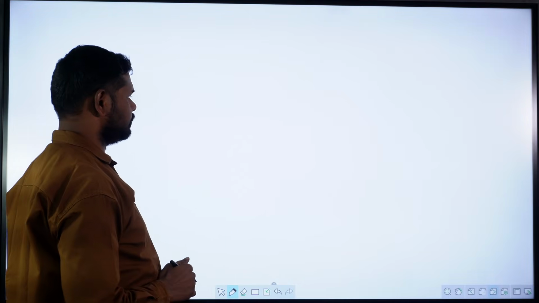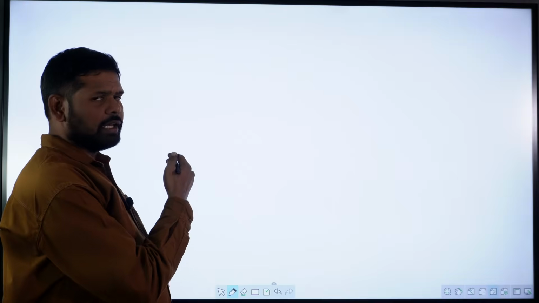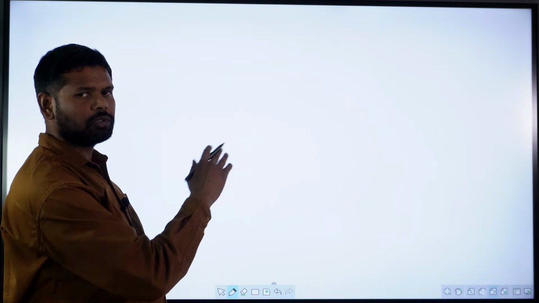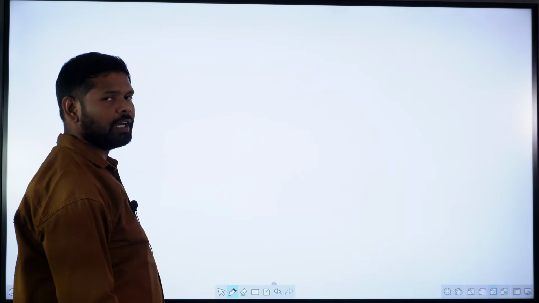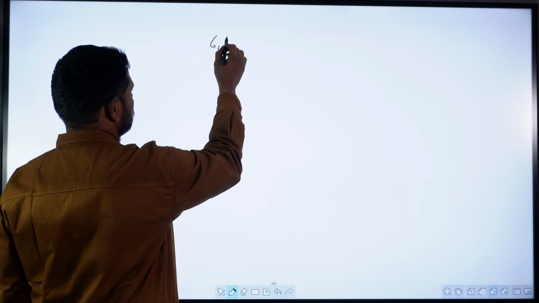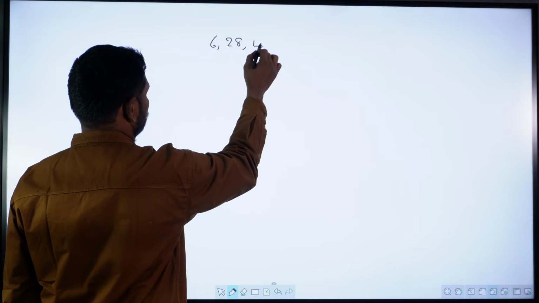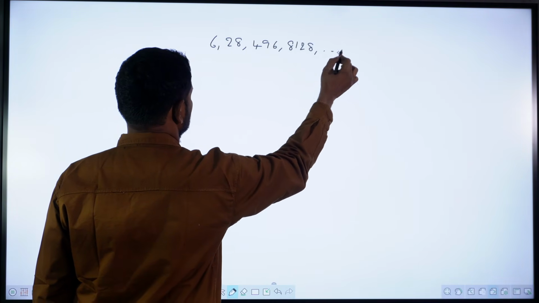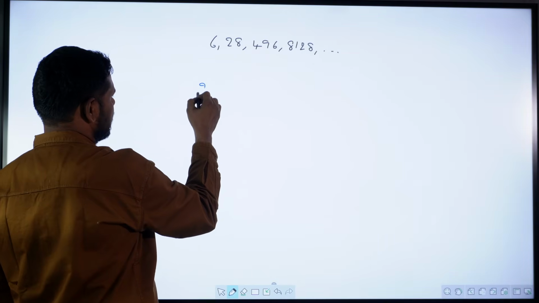After that, even numbers, odd numbers, then prime numbers, composite numbers, twin primes, all of those were discussed. Perfect numbers were also discussed in the last class. Perfect numbers are 6, 28, 496, 8128, etc. That formula I will just recall once again.